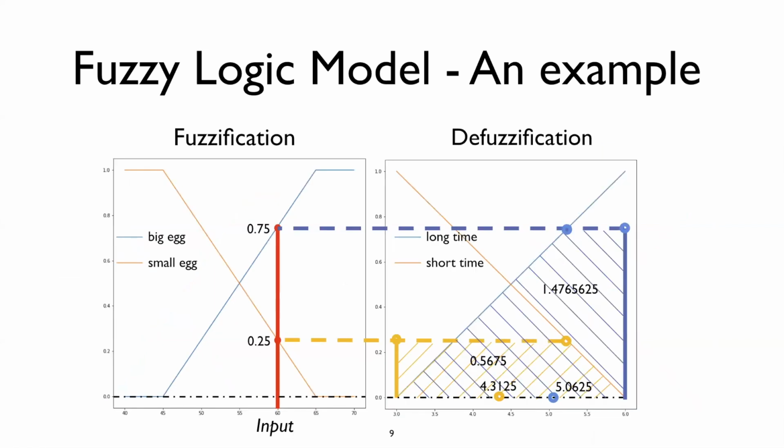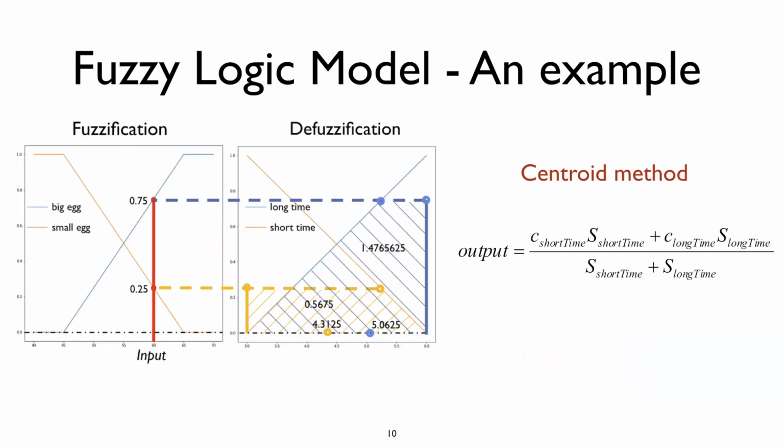For example, if we assume that the input weight of the egg is 60 grams, the degree of the 2 fuzzy sets corresponding to the 60 grams is 0.25 for small egg, and 0.75 for big egg. So basically, the 60 grams egg is bigger. The model computes the final output value by the defuzzification function.